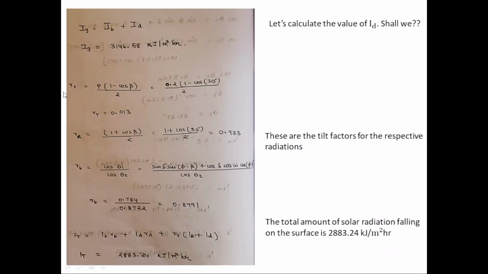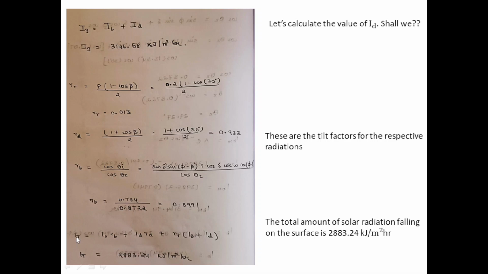Then we calculated the tilt factors for the respective radiation, that is for the reflective radiation, diffusive radiation and beam radiation. The value of RB we calculated was around 0.8991, along with RD and RR. With this we calculated the total instantaneous value of the solar radiation that is falling on your flat plate collector, which came around 2883.24 kilojoule per meter square hour.